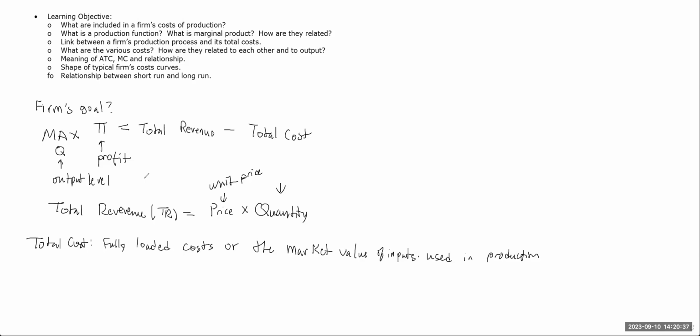The next thing I want to say is for economists, total cost, TC, will equal what we call explicit costs plus implicit costs. For economists, we believe the total cost is comprised of both explicit costs and implicit costs. What is explicit cost?